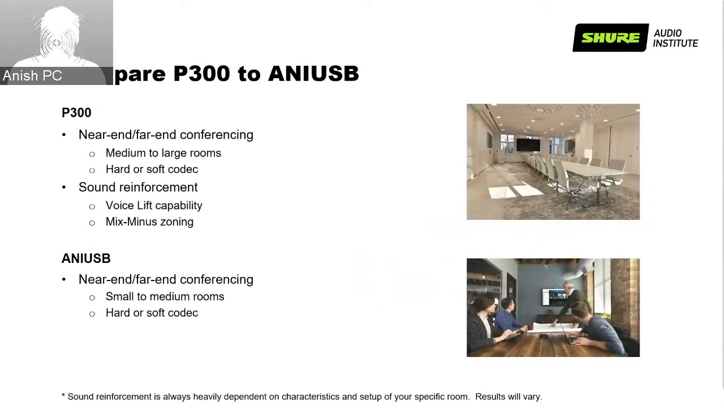A quick comparison of the P300 and the NE-USB. The P300 is primarily a conferencing product for medium to large rooms. The addition of IntelliMix to the MXA 910 allows the P300 to process multiple MXA 910s for larger spaces. The P300 also has new features to support, like voice lift, mix minus, loudspeaker zoning, and live sound reinforcement, which we have covered in our older webinar topics. The NE-USB is a simple connectivity device for smaller rooms, and it supports mute logic and USB codec mute sync as well.